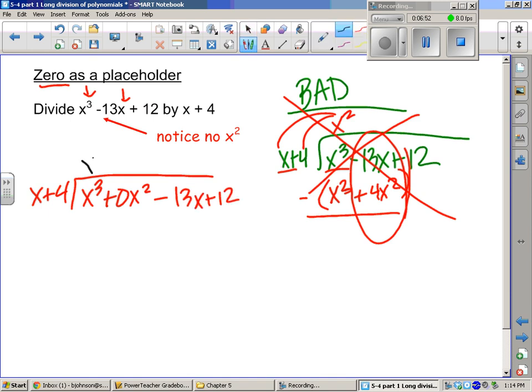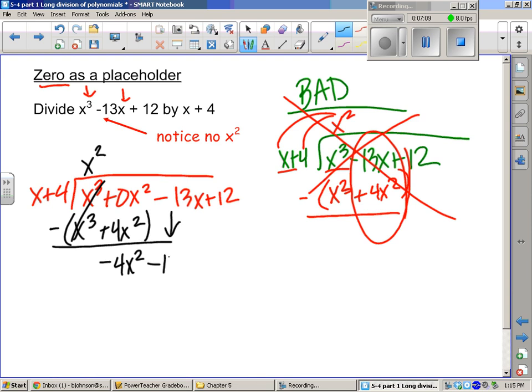Now when I put my x squared on the top and I multiply to both, I will get x cubed plus 4x squared. Put it in parentheses with subtraction on the outside. These match up and cancel. This will be negative 4x squared when I subtract. Then 13x is dropped down, so that's minus 13x. I'm ready to start all over again.